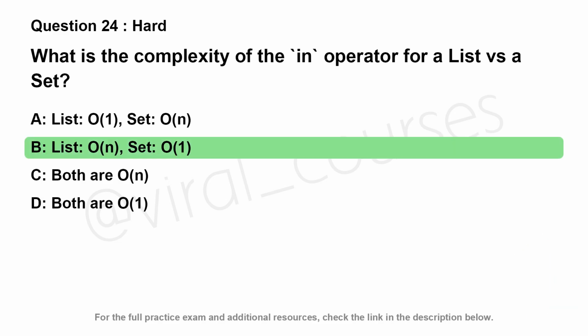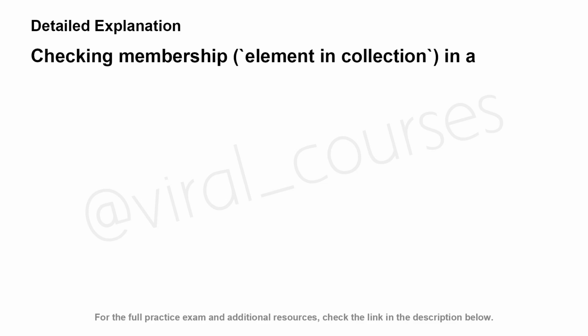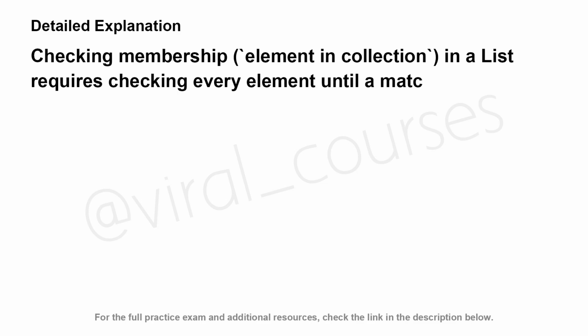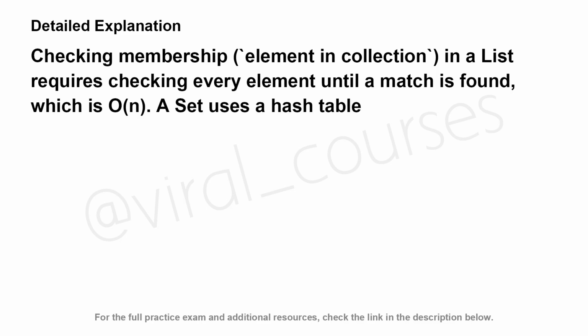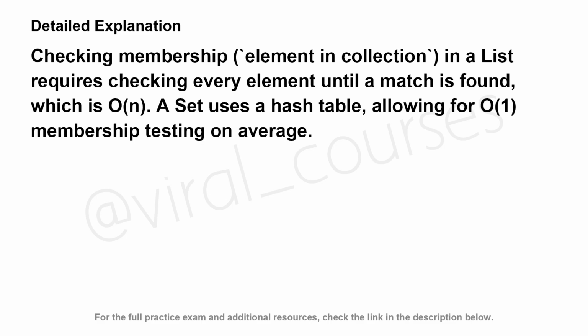The correct answer is B. Checking membership, element in collection, in a list requires checking every element until a match is found, which is O(n). A set uses a hash table, allowing for O(1) membership testing on average.